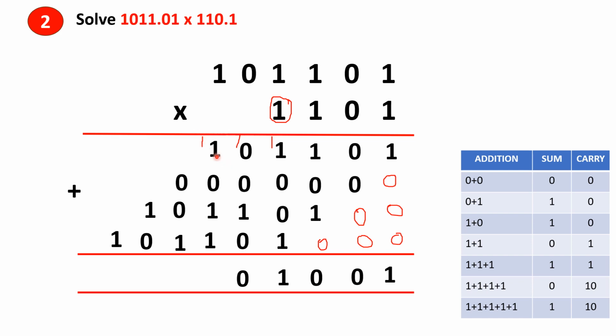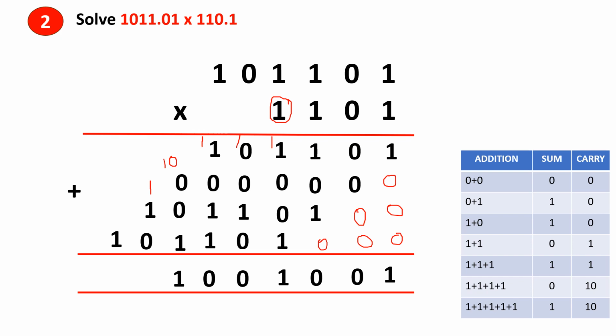Now 1 plus 1 plus 1 plus 1. That is 4 ones you are adding. When we add 4 ones, the sum is 0 and the carry is 1 0. So next is, when we add 1 0 plus 1, the meaning is you are adding 3 ones. That is 1 0 plus 1 is 1 1. So the sum will be 1 and the carry is also 1.